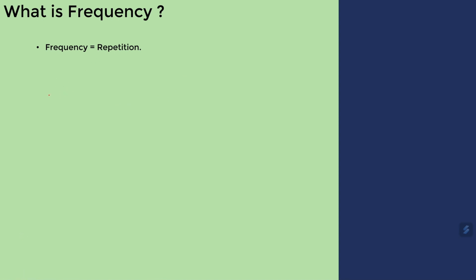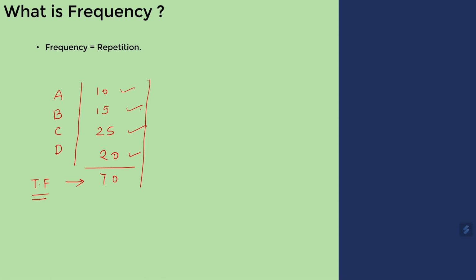We have, so this is just a random example, A, B, C, D. And we have their frequencies given as 10, 15, and so on. So the total will be 70. This is our total frequency, in short form TF. These are our individual frequencies, meaning something is getting repeated.